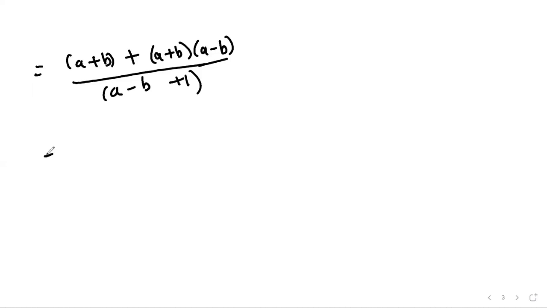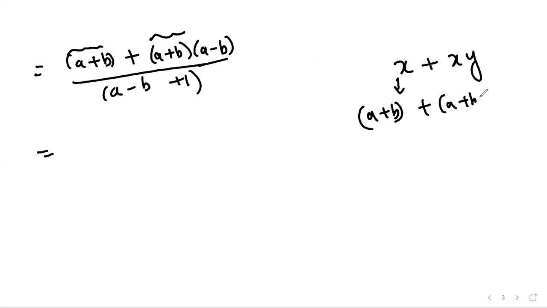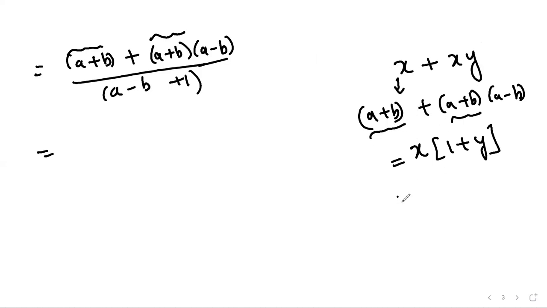All right. So now what happens? So you see, it's like x plus x into y, isn't it? a plus b plus a plus b into a minus b. You're understanding? So you can take out x common. It will be left with 1 plus y, isn't it? If a plus b is x, same thing here. I can write x as x into 1, and we can take out x. The same logic we apply here.